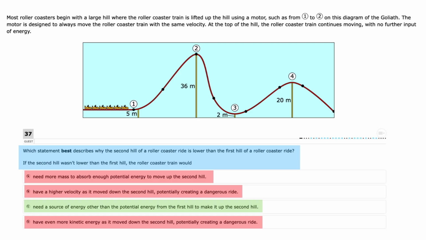Therefore, the best answer is C, because it correctly explains that the roller coaster cannot go higher than the energy it was given from the first hill unless additional energy is added.